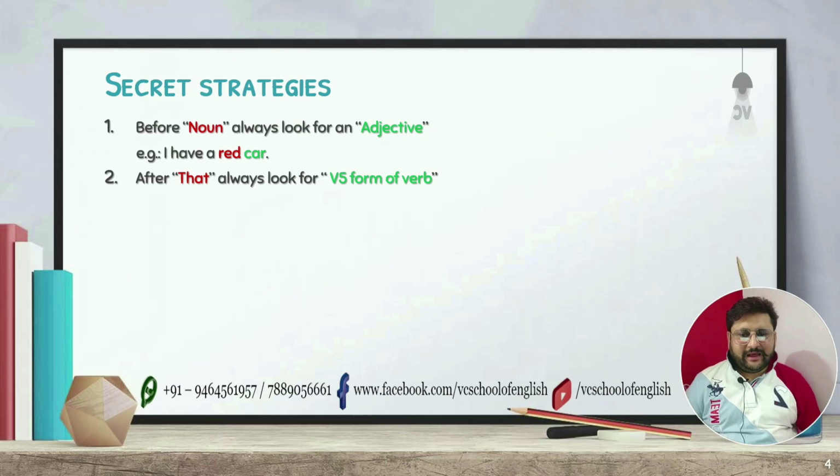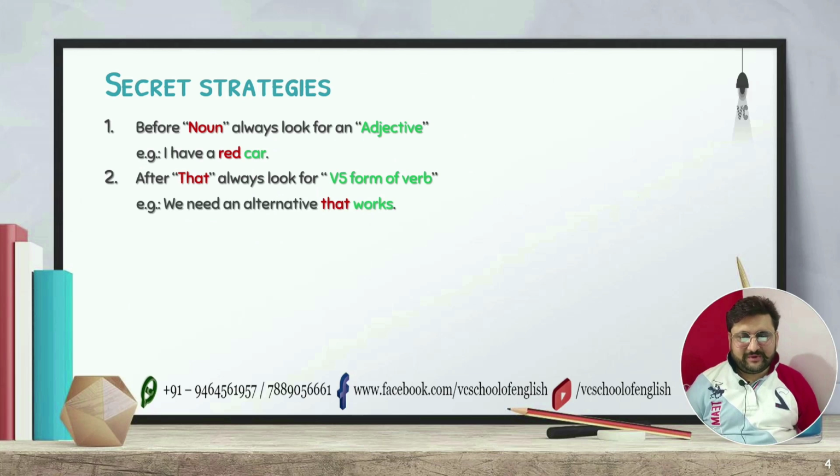Followed by, after that, always look for V5 form of verb. That is also known as fifth form of verb, which is ending with S or ES. For example, we need an alternative that works. So here in this example, after that, works is a V5.